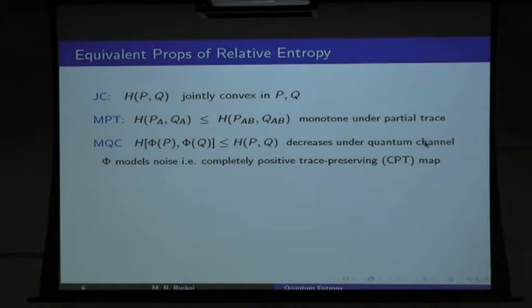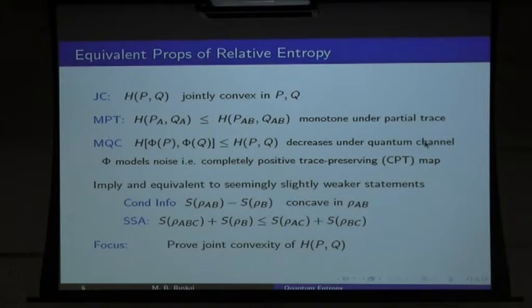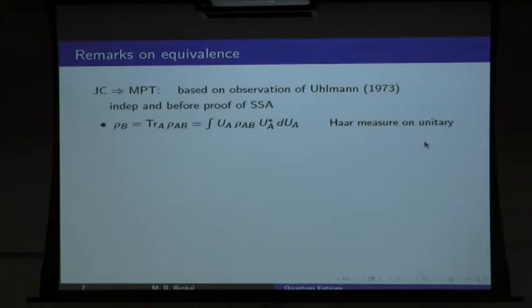Now, there are a number of equivalent properties that go in one or two lines, and I will concentrate on the first one. These are now, I think, in modern textbooks, all considered basically strong subadditivity. The relative entropy is jointly convex in P and Q. It's monotone under partial traces, and it decreases under quantum channels or under quantum noise. Those are the important ones. There are some others, but I will focus on the joint convexity of the relative entropy.